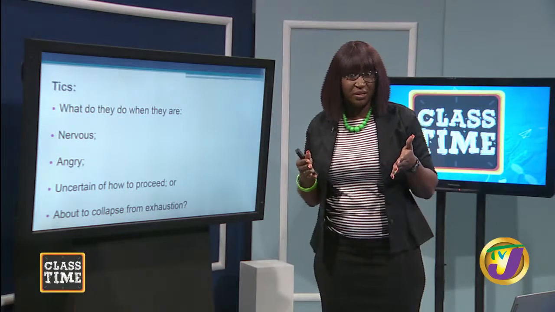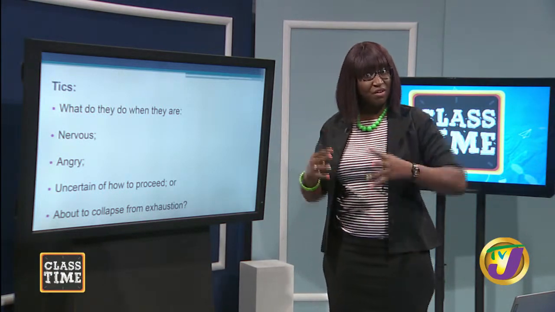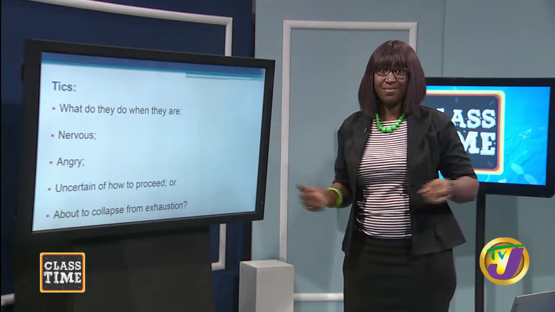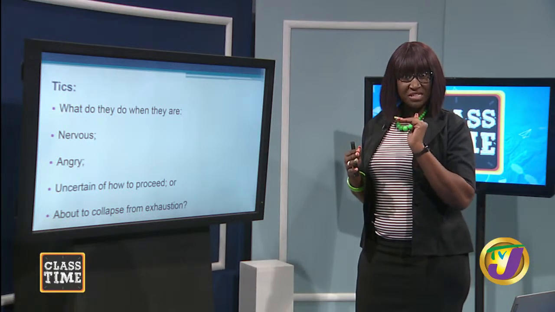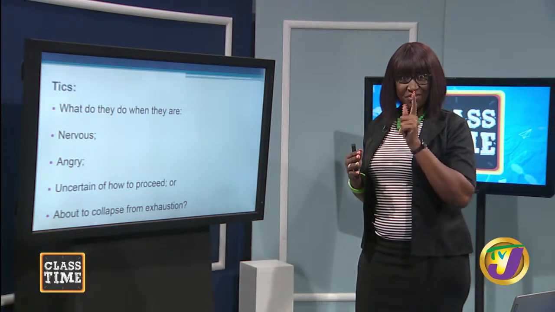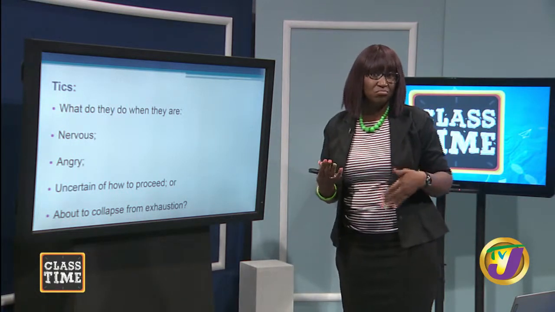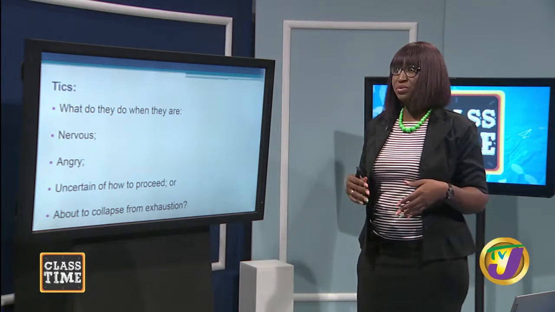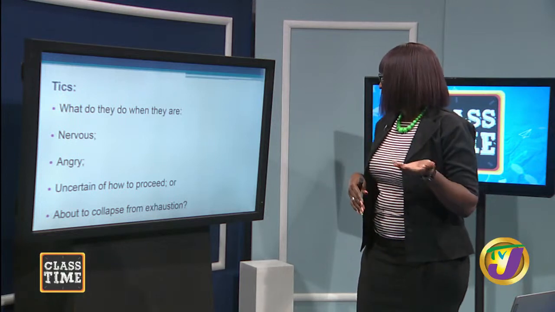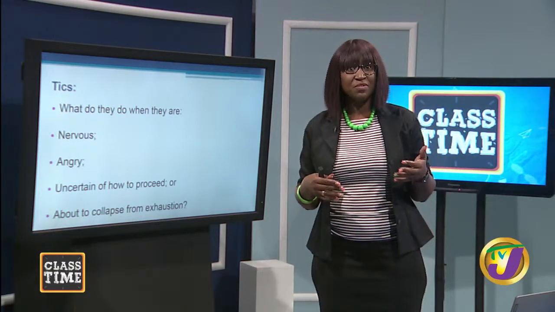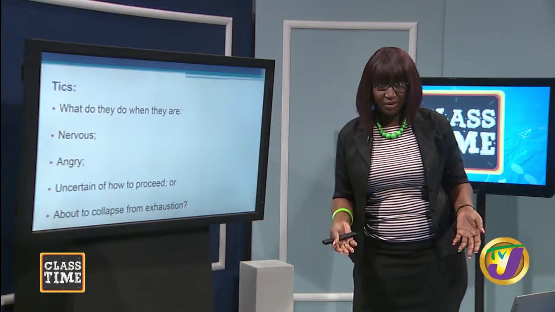When they're angry, what happens? You have different responses. Some people, when they're angry, their voice gets very loud. They explode. Others, when they're angry, they get very quiet, very deliberate, very silent, very icy. Then if they're uncertain of what to do, are they going to look around? Are they going to stare at the sky? That sort of thing. And if they're about to collapse from exhaustion, are they going to be melodramatic about it? Or are they just going to drop right there?